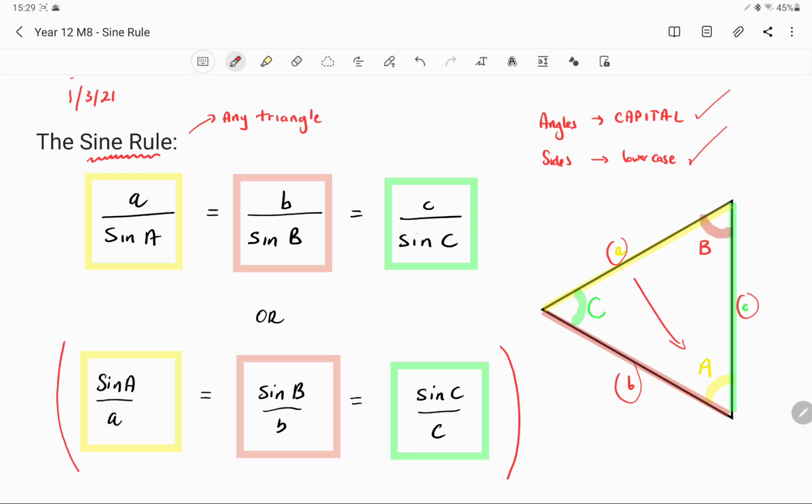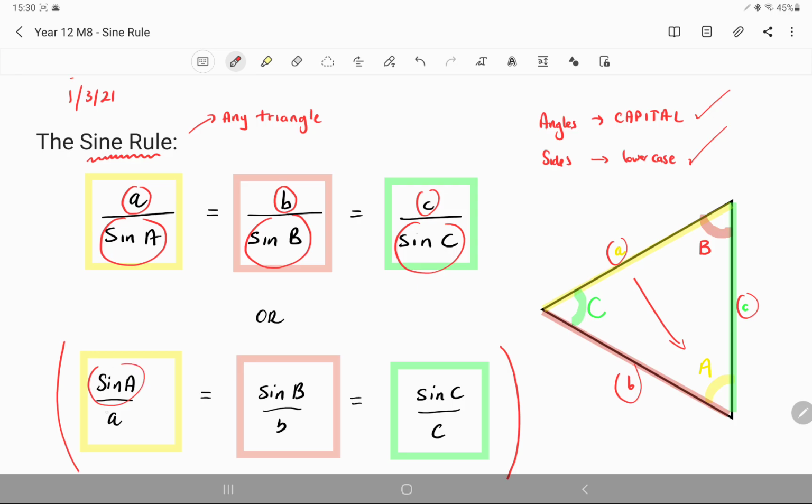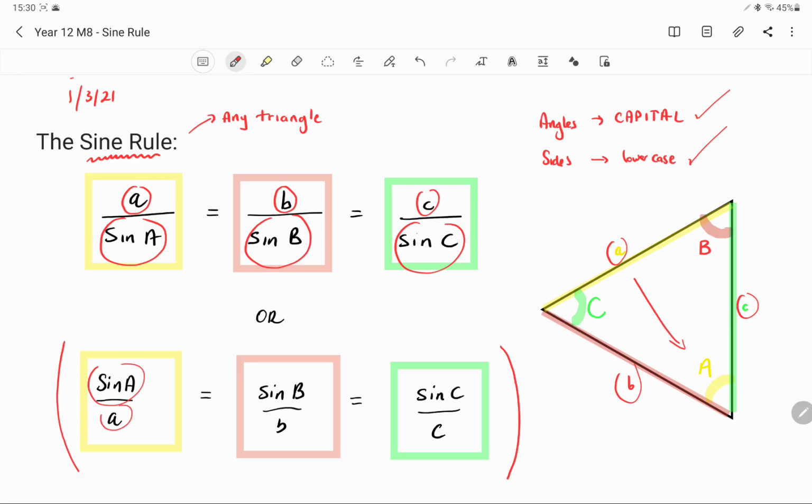So the sine rule states that if you take any side A and divide it by sine of the opposite angle, that's going to be the same as if you take another side B and divide it by sine of that angle opposite, and the same for C and sine C. You can also write it the other way around. You can have your angles on the top. So sine of an angle A divided by the opposite side is going to give us the same answer if we take sine of B and divide it by the opposite side, which will be the same for sine C over C.